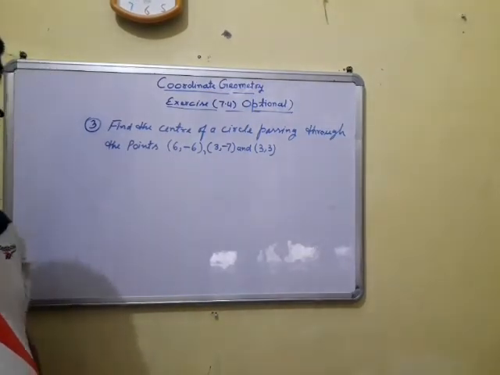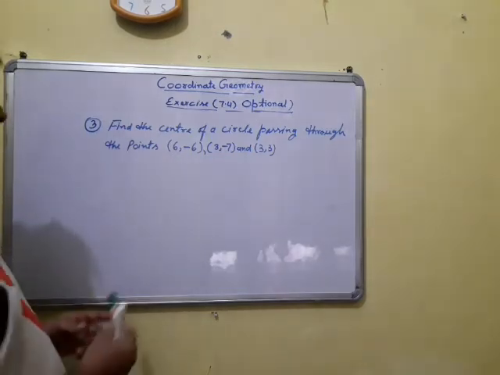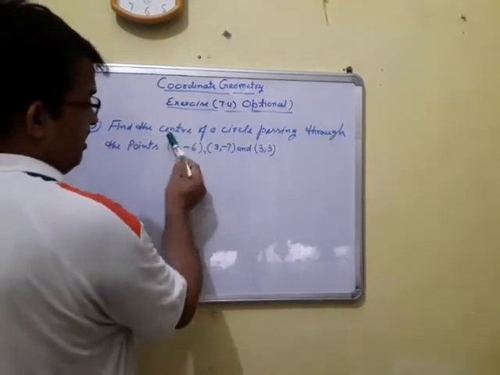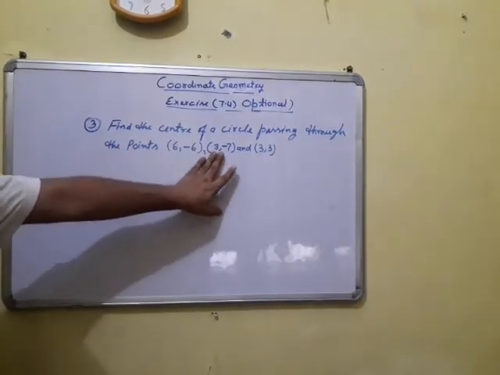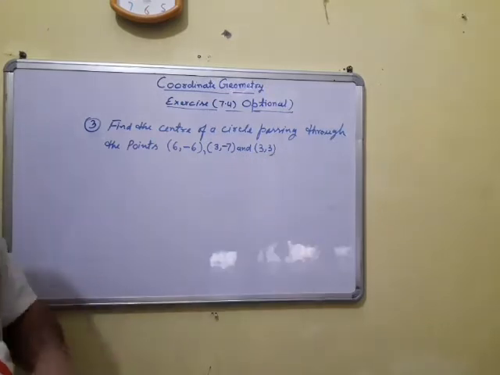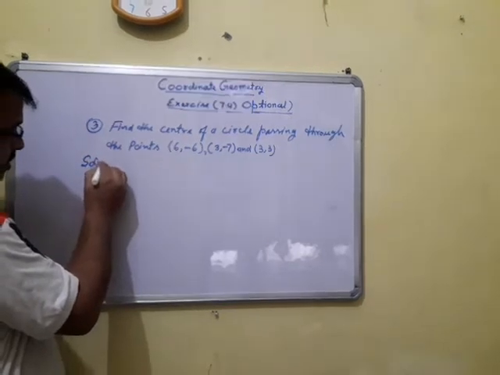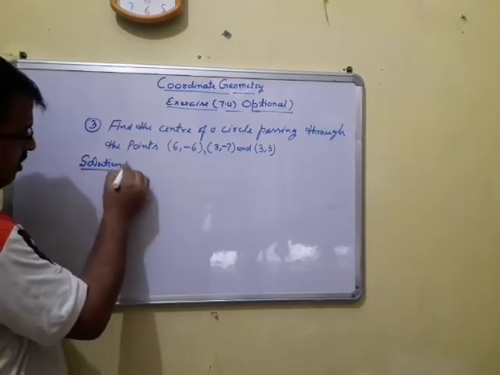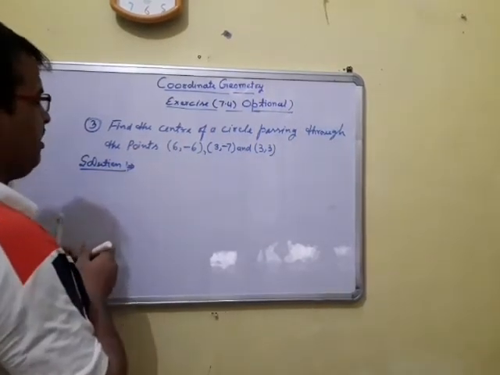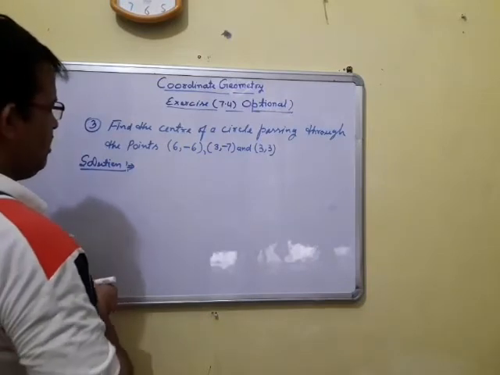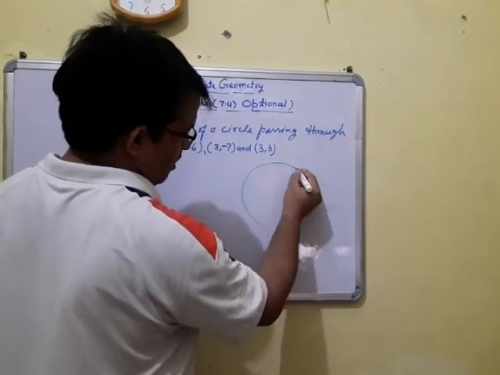ठीक, अब आपको क्वेश्चन नंबर 3 पे हम लोग डिस्कस करेंगे. Now question number 3: find the center of a circle passing through the points (6, -6), (3, -7) and (3, 3). So look here at the solution of this question. First we find the center of a circle passing through the points. So first we take the circle.